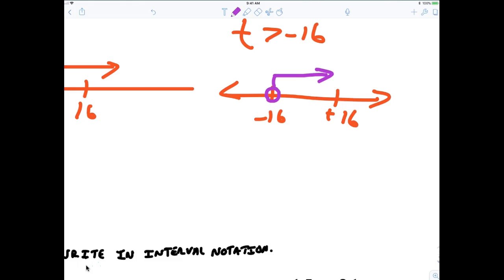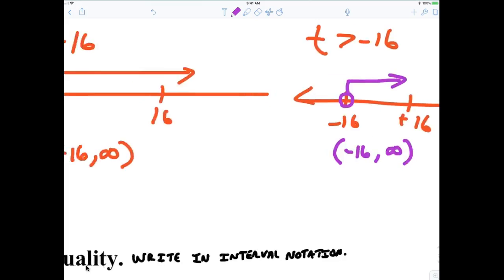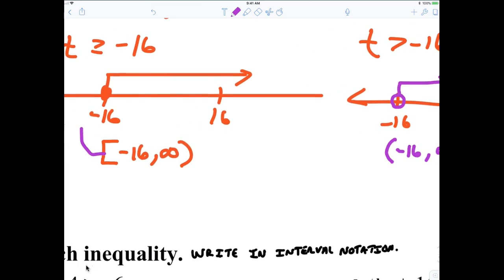So interval notation now would be, instead of a bracket, we use a parenthesis. So then it would be negative 16, comma, infinity. That would be the answer for interval notation. Quickly, back to the negative 16 and 50. Why did you do one bracket? Because bracket is for equal. That's the difference. That's all there is to it.